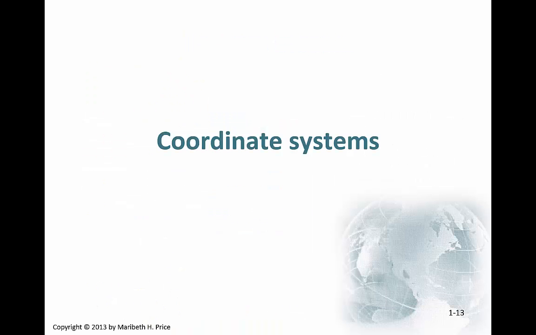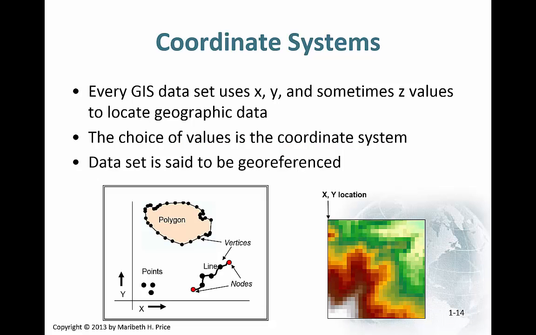Coordinate systems are used to place the data somewhere on our planet. Every GIS data set uses X, Y, and some include a Z value to position the data. The choice of those X, Y, Z values is called the coordinate system. There are several different coordinate systems available, each having its own set of advantages. We'll talk more about coordinate systems in later chapters.